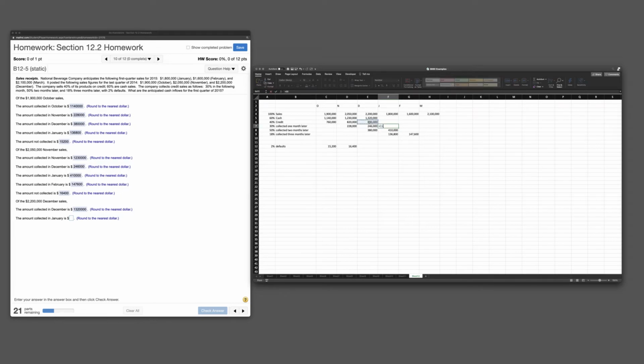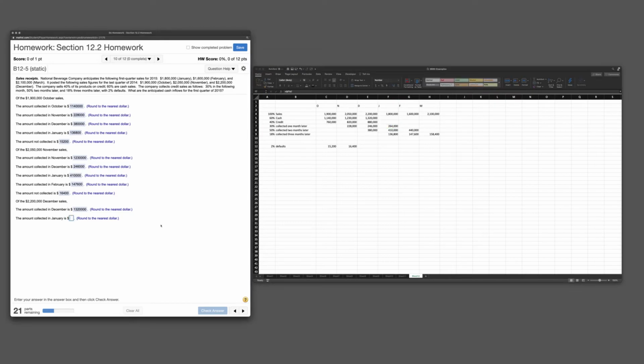Now we can move on to the next month, in terms of when we're receiving it. Of that 880,000, we're going to get 30% of it 1 month later. Then we're going to get 50% of it 2 months later. And finally, we're going to get 18% of it 3 months later. So we've just gone through it there. Maybe that's not the best way to do it, but whatever works for you.